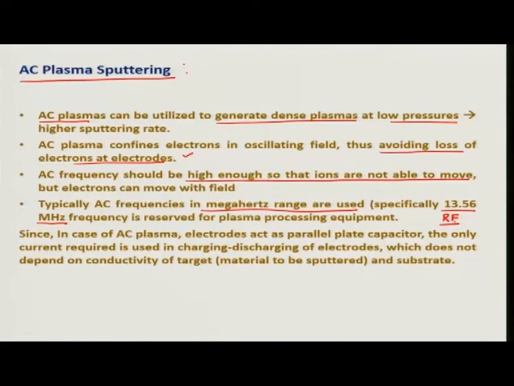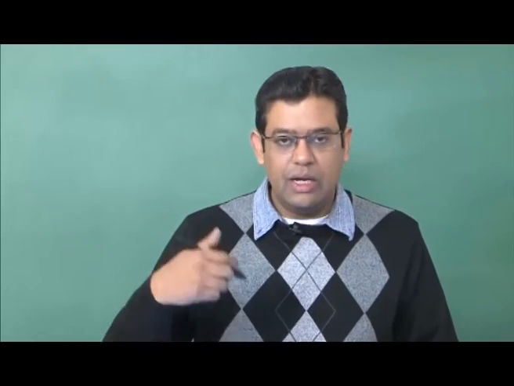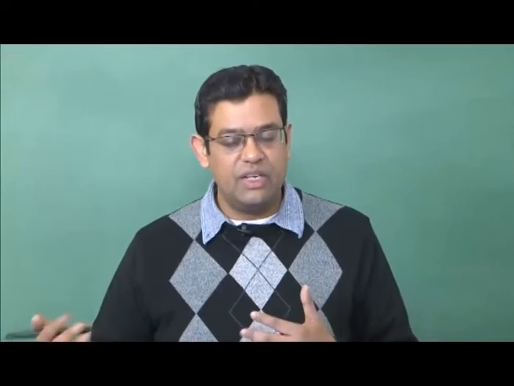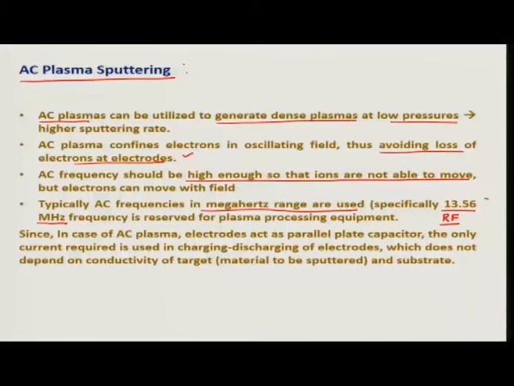We call it RF plasma, reserved for plasma processing equipment. Many material processing techniques depend on this RF plasma, be it the sputtering process, reactive ion etching or PECVD, which we will discuss later. So, all these are basically on this 13.56 megahertz. Now, in case of AC plasma, the electrode acts as a parallel plate capacitor. The only current required is for charging and discharging of electrodes.